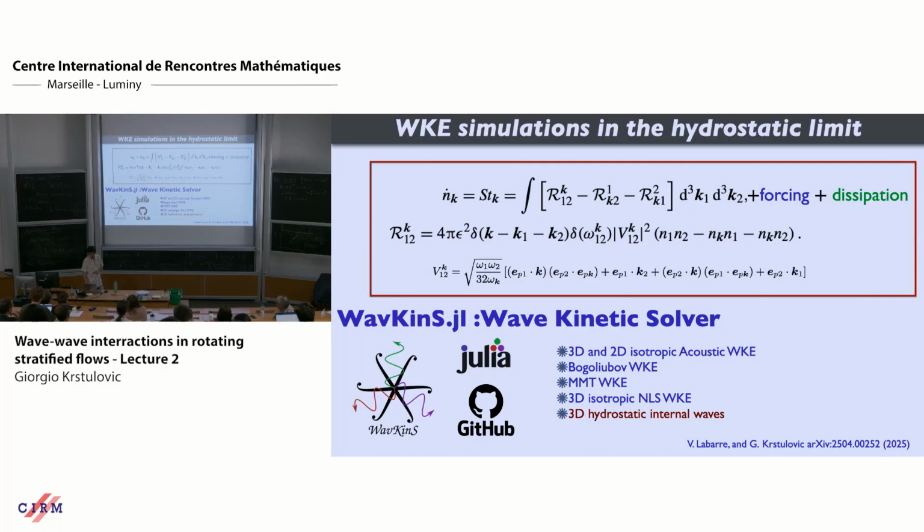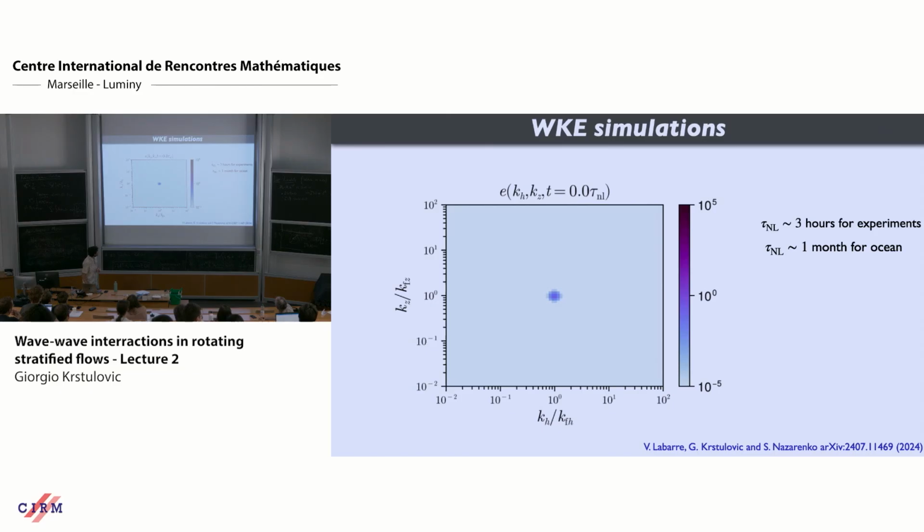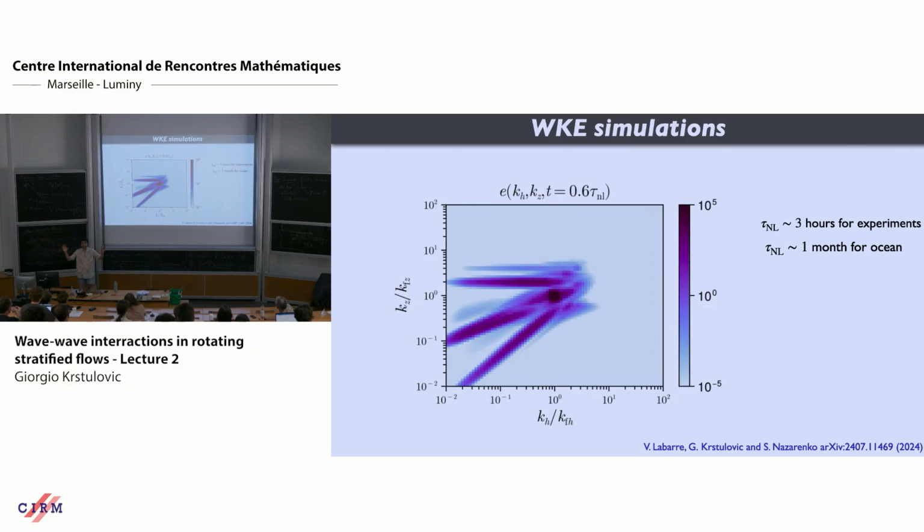So then we turned to look at the kinetic equation, with forcing and dissipation. That was done by Vincent Labarre. Basically, you don't know what to do. You run in the middle of the box and see what happens, and that's what happens. This is typically one kinetic time, which is one month for the ocean or about 3 hours for the experiment. So it's everything but what you expect from a cascade.